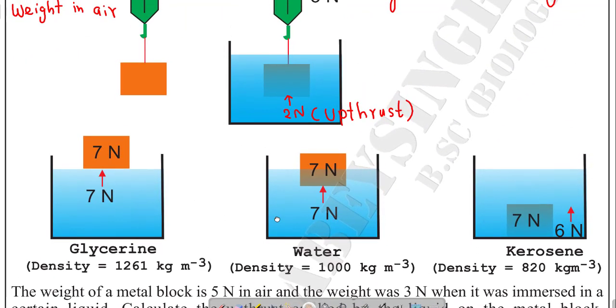What is the rough idea you have to get? When an object is floating, the upthrust equals the weight. When it is sinking, what happens? The upthrust is smaller than the weight. That's why it is coming down. Down 7 Newton, up 7 Newton, it is floating. But down 7 Newton to upward 6 Newton, it is coming down and sinking.